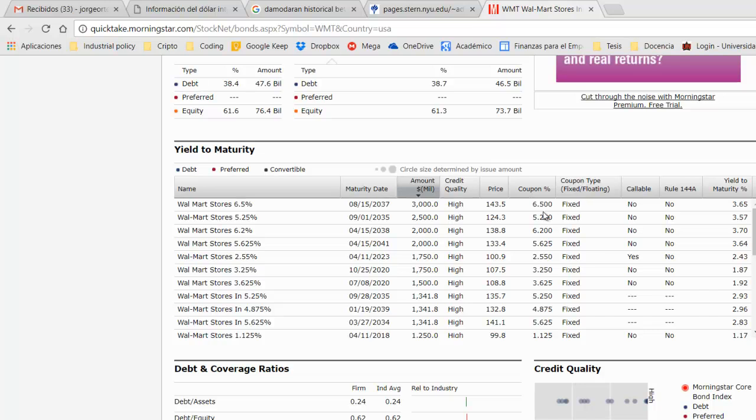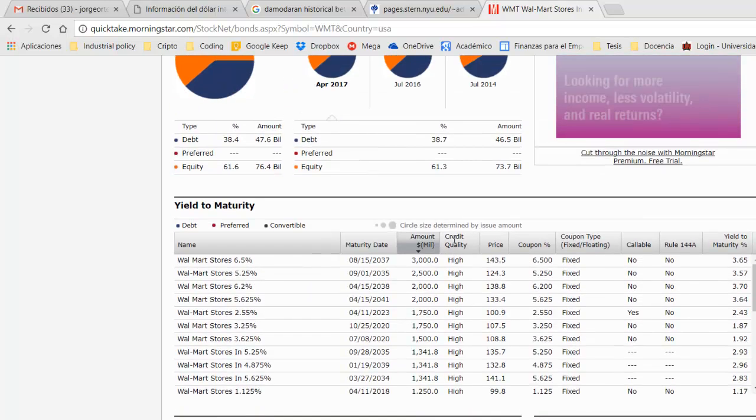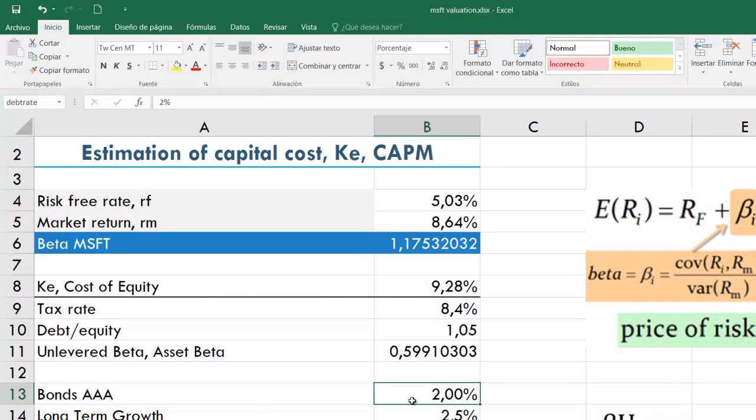It would be a good approach to use what they're paying on their most important bonds. These are the ones with the higher amounts issued. So you just paste this.